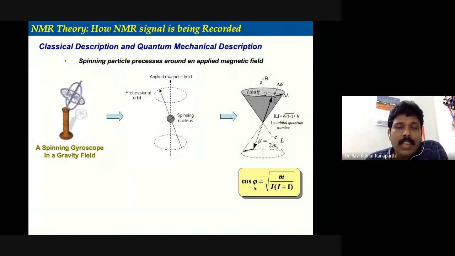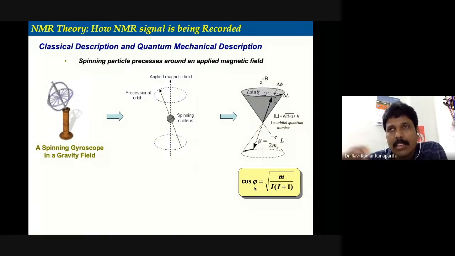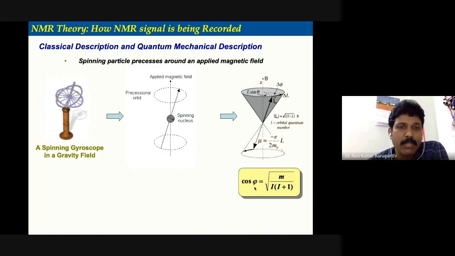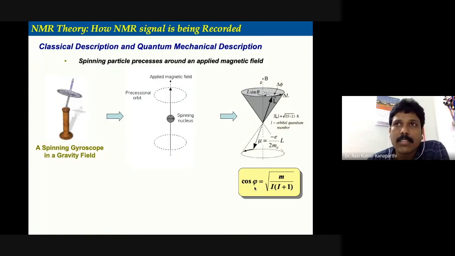Well, why do we think about both these descriptions? There are historical reasons why we talk about these two descriptions. Just to understand the concept, the quantum mechanical description seems to be very good and very straightforward, but it doesn't illustrate how the NMR signal is actually recorded. Therefore, the so-called classical description explains very nicely how the signal is recorded. On the other hand, that is not a perfect explanation. So people started using both these explanations in parallel to give the concept to the students.